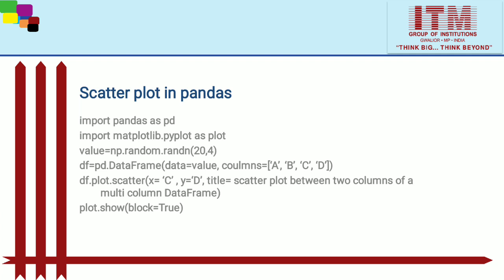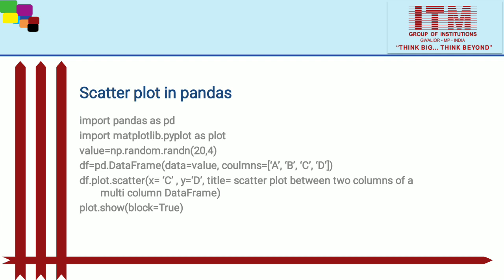Now here what we have written, df dot plot dot scatter. So df dot plot dot scatter, in the scatter what we have x equal to c comma y equal to d. Okay, actually I've already told you that in the scatter we will compare only the two variables. So in the first part we have x equal to c. This is the first variable, this is the first column that we are taking, and in the second part y equal to d, we have another variable, another column.